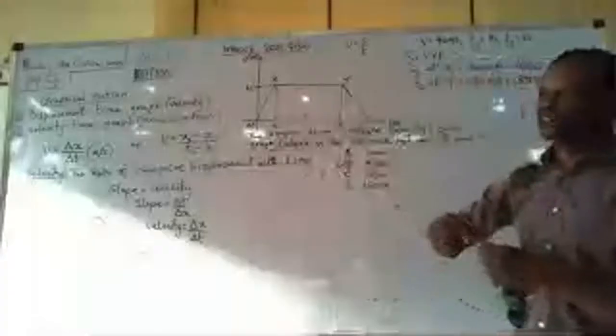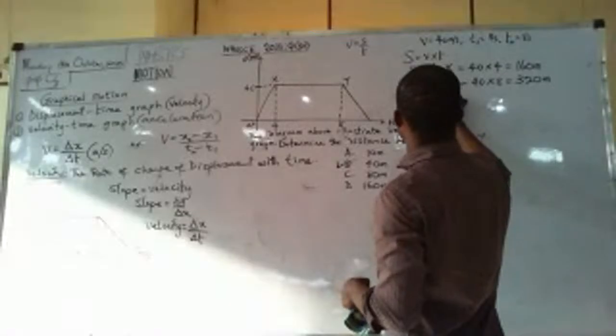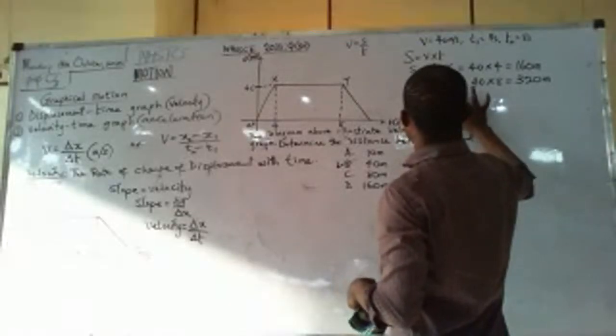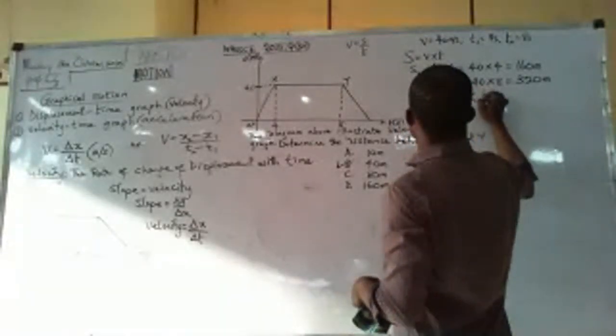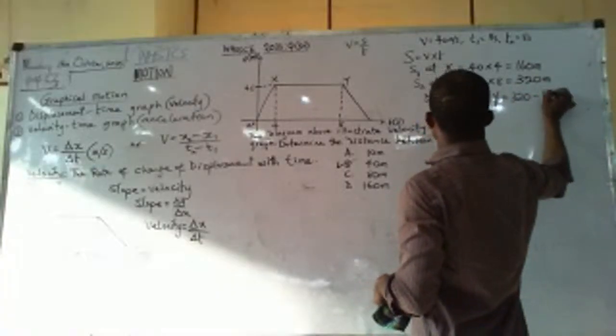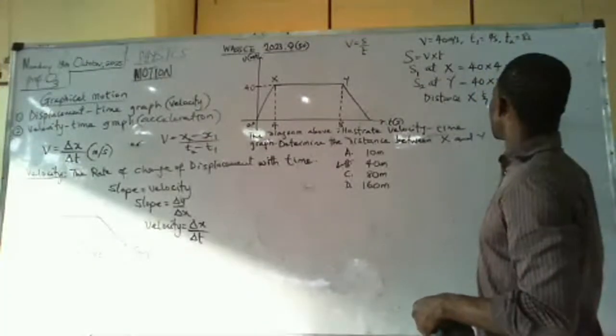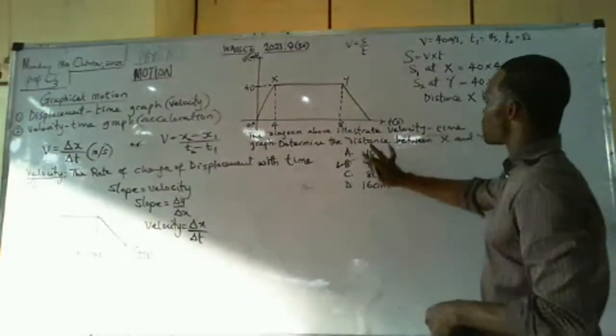So what will be our distance between X and Y? It will not be the difference between point X and point Y. So we now have the distance between X and Y. Now it's the highest distance, that is the final distance, minus the initial distance. So I'll go by this.